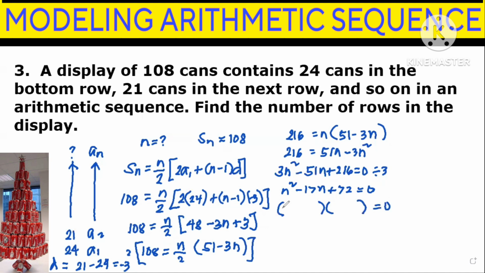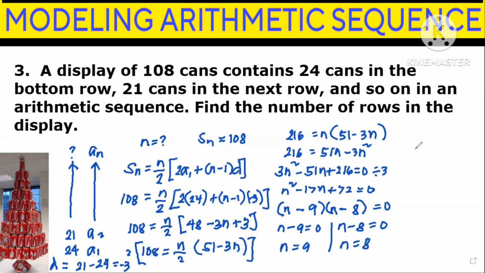So we have n here and here. We need factors of 72 that add up to 17, and that's 9 and 8. Now, since the last term is positive and the middle term is negative, dapat parehong negative yan. Now, applying the zero product property, we have n minus 9 equals 0 or n minus 8 equals 0. So we have two possible answers, no? n is equal to 9 or n is equal to 8. So, what is the correct answer? Is it 8 or 9?